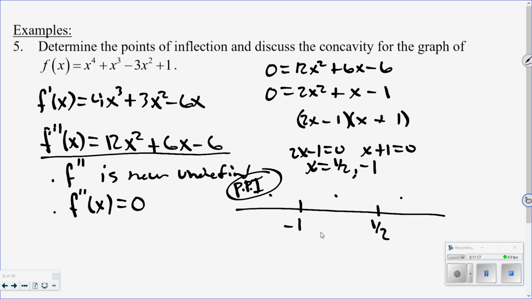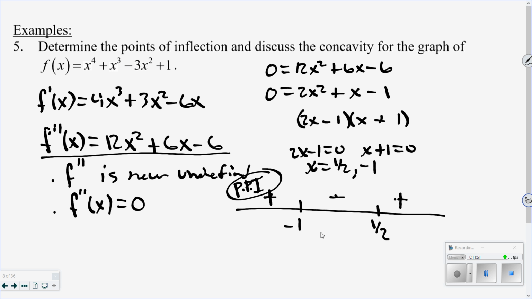So -1 didn't work because it was equal to 0. It was one of my possible points of inflection. I apologize. So let's do like -2 over here. If I plug in -2, squared is 4, times 12 is 48, minus 24, minus 6, that comes out to be a positive. I'll pick something between -1 and a half. 0 is a good one. If I plug in 0, I get 0, 0, minus 6, which is a negative. And then plug in something to the right of a half, let's do 1. That'd be 12 plus 6 minus 6, which is a positive.